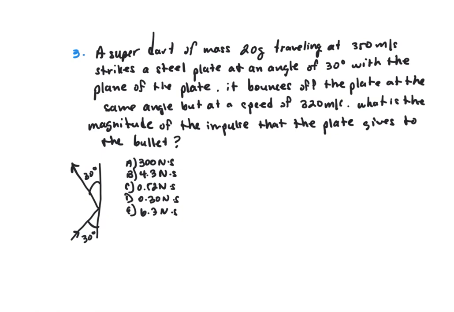Alright, so we got question 3. Question 3 says a super dart of mass 20 grams traveling at 350 meters per second strikes a steel plate at an angle of 30 degrees with the plane of the plate. It bounces off the plate at the same angle but at a speed of 320 meters per second. What is the magnitude of the impulse that the plate gives to the bullet?